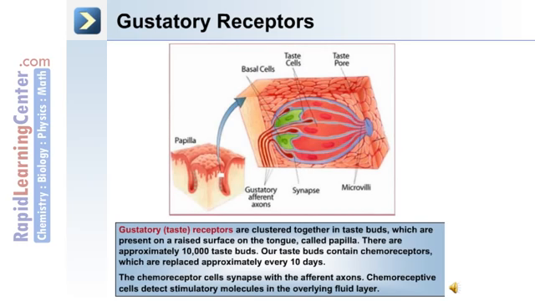The gustatory or taste receptors. Taste receptors are clustered together in taste buds. These are present on raised surfaces of the tongue called papillae. There are approximately 10,000 taste buds, and our taste buds contain chemoreceptors, which are replaced approximately once every 10 days. The chemoreceptor cells synapse with the afferent axons, and they detect stimulatory molecules in the overlying fluid layer above the taste bud.